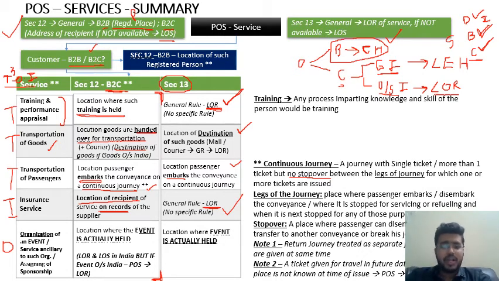Organization of an event, right? So in our organization agreement in section 12, we saw we need to see where the event is being held. If it is inside India, then the event location. If it is outside India, then the recipient's location. But when it comes to section 13, there is no such confusion. In all the situations, it is location where the event is held.